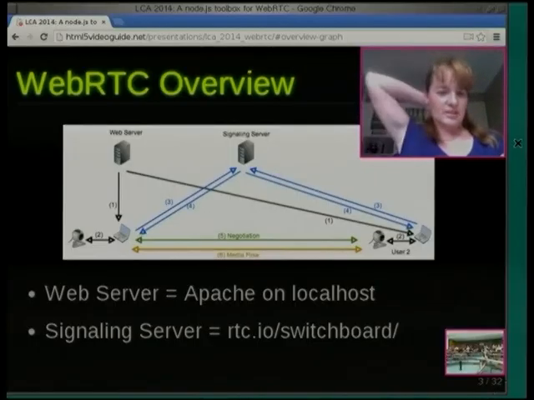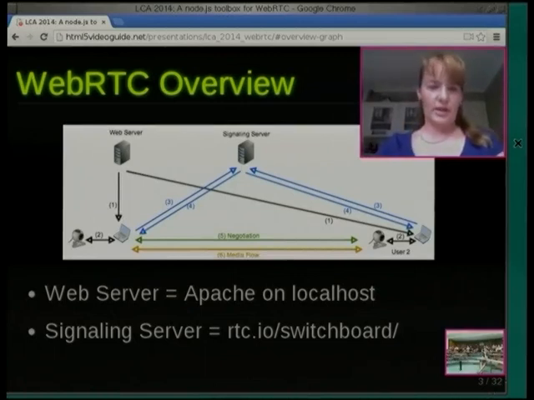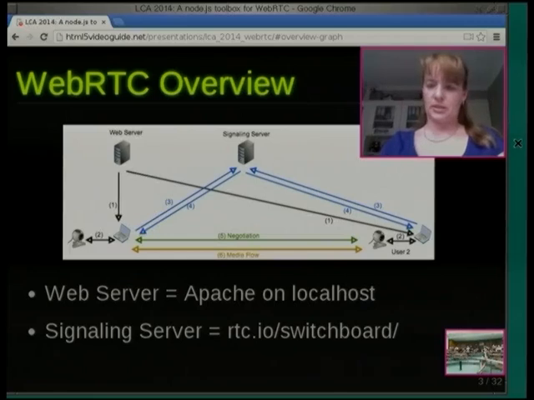So what software are we using here? As a web server, with this particular demo, we're using Apache. I can use Apache on localhost. This one that we use here is on HTML5videoguide.net. It may actually be Nginx, I'm not quite sure. But it's an ordinary web server. And as a signaling server, we are using our own signaling tool. It's running at RTC.io switchboard.